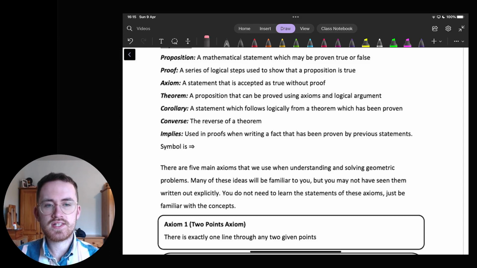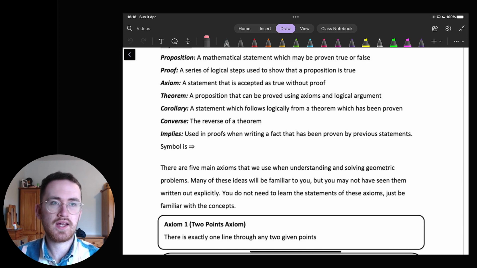A converse then is the reverse of a theorem. That's the opposite of a theorem. That's like saying all the angles in a triangle add up to 180 degrees, and then going the other way around. Well, the converse doesn't really work for that one, but it's things like that. It's taking one version of it and then going the other way.